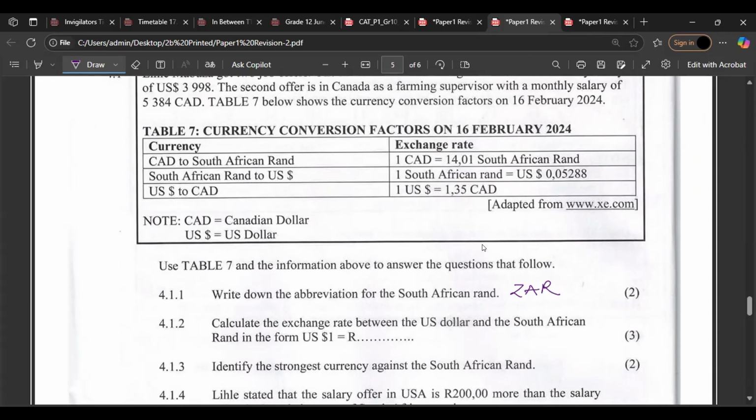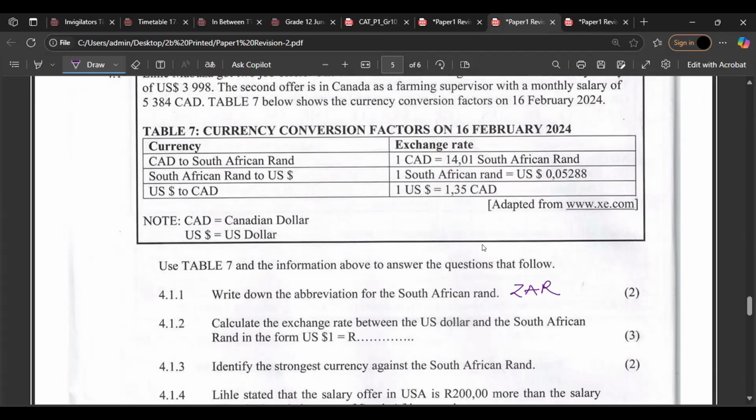That is it. Then calculate the exchange rate between the US dollar and South African Rand in the form of $1 is to that much Rand. Now, this one here should not confuse you. First and foremost, you have to pick what is given to you. Now, with the South African Rand and the dollar, what is it?